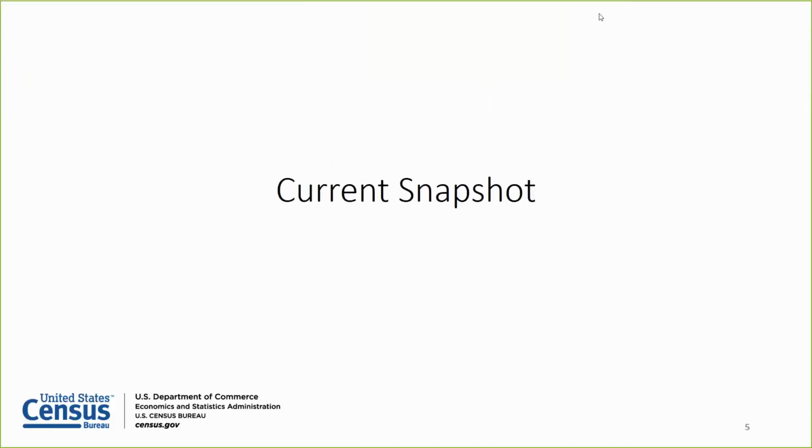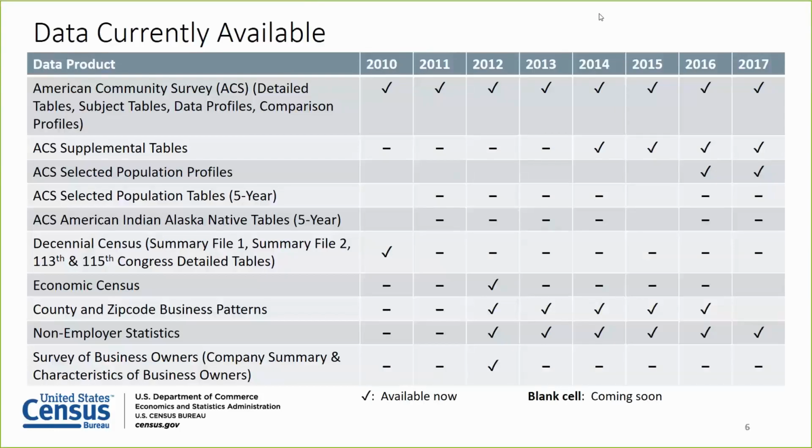All right, so our current snapshot. The key to using the development site is to know where we are and what is available. What we have here is a matrix of what data are available. If you just quickly look, not all of the data are available currently. Please look at this periodically.